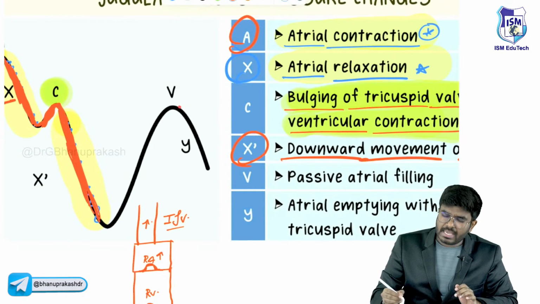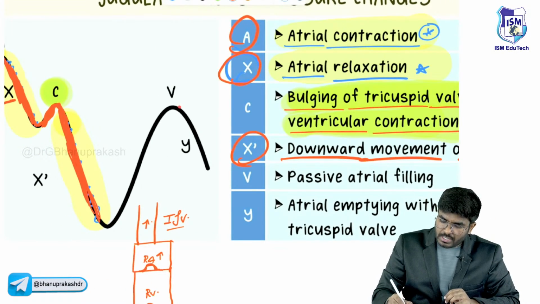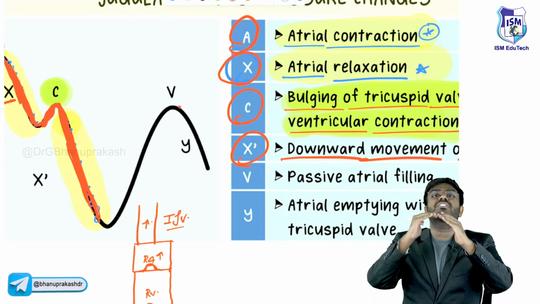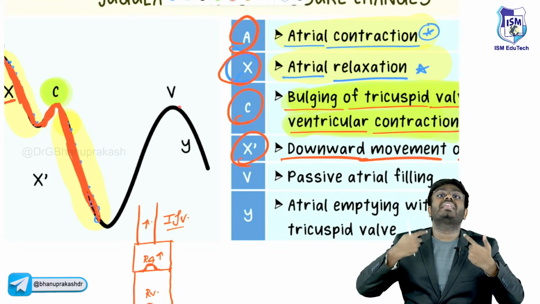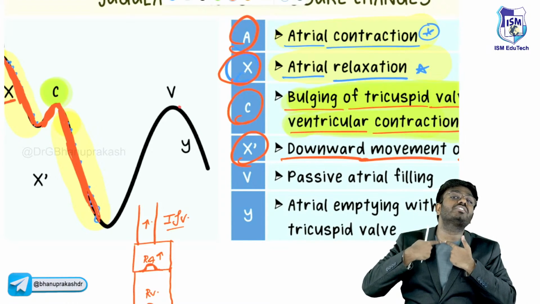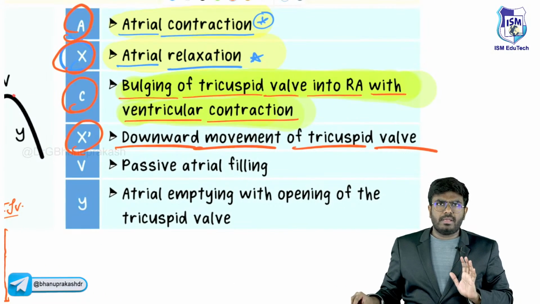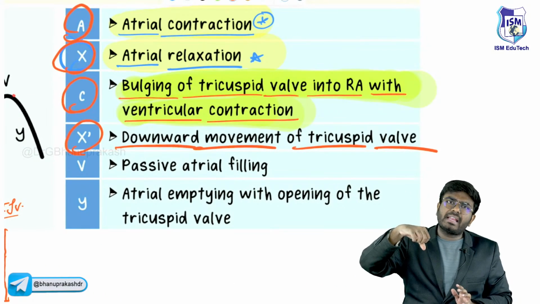Simply what they will ask you is, A wave is seen during atrial contraction, X wave during atrial relaxation, C wave during ventricular contraction. During ventricular contraction, the tricuspid valve bulges into the right atria, right atrial pressure increases, and internal jugular vein pressure also increases a little. Okay, done. Now, atria contracted, atria relaxed.